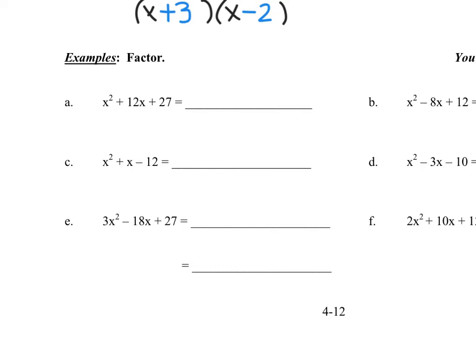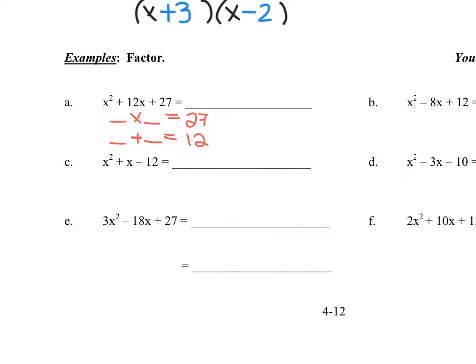Okay, let's try a few more. So this is how I'm going to set it up. I need two numbers that multiply to the constant. So they have to multiply to 27, and they have to add up to my middle, and that's going to be 12. Now I have to think of some options.